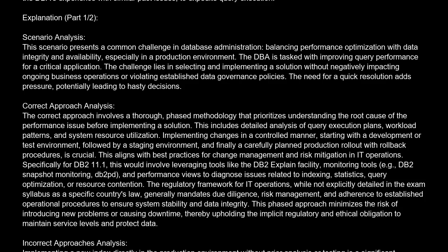The regulatory framework for IT operations, while not explicitly detailed in the exam syllabus as a specific country's law, generally mandates due diligence, risk management, and adherence to established operational procedures to ensure system stability and data integrity. This phased approach minimizes the risk of introducing new problems, causing downtime, thereby upholding the implicit regulatory and ethical obligation to maintain service levels and protect data.